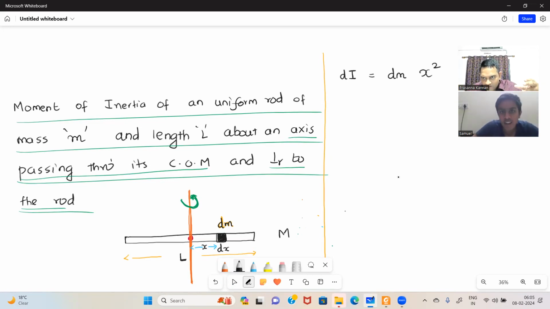Right. So the entire rod is 20 kg. 10 meters is 20 kg. I'm asking you half of it, 5 meters. 10 kg. Now you understood, right? Okay. So I have to always go back to basics.